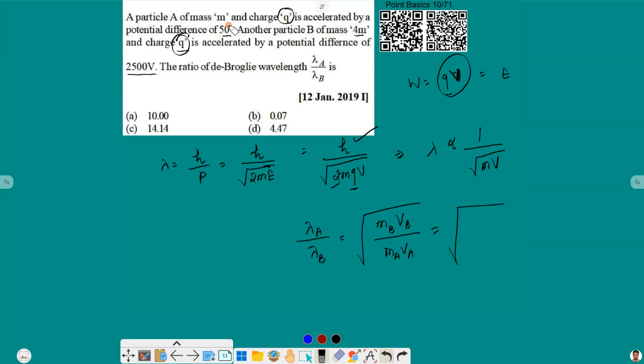So mA is m and the potential difference is 50, and mB is 4m and the potential difference is 2500. So m gets cancelled, and 50 cancels, which gives us 200 under root for lambda A by lambda B, and that is under root of 2 under root of ... that can be written as 10 root 2, and root 2 is 1.41, so basically 14.1 is the required ratio. That is option C for us.